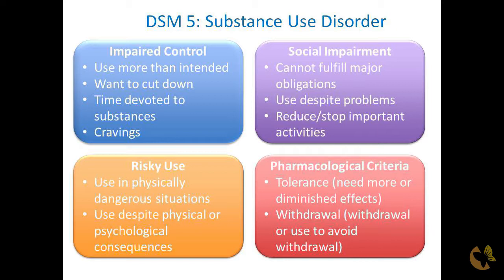Our second set of criteria is more the social impairment, so how it impacts your roles and the things that you do. So you can't fulfill your major role obligations like going to work or parenting. You continue to use despite all these problems, to your relationship, financial problems, and so on. And you might reduce or stop important activities as a result of your use. Your use really takes over.